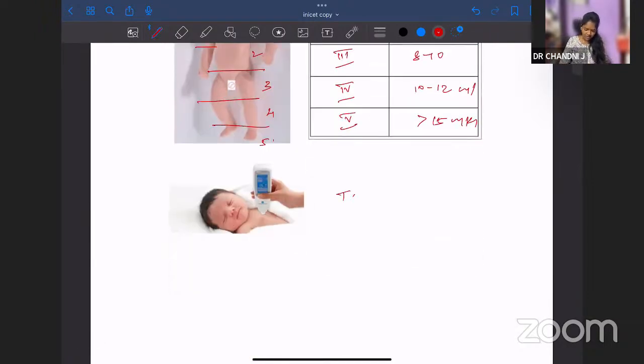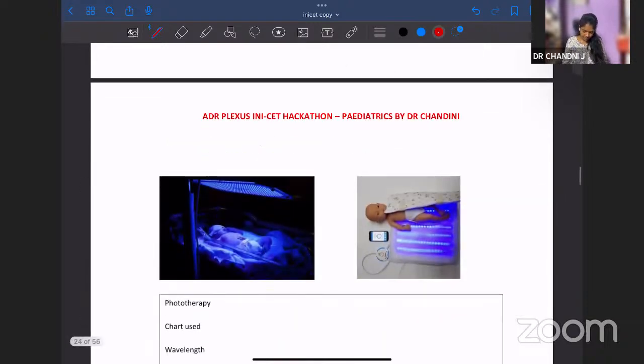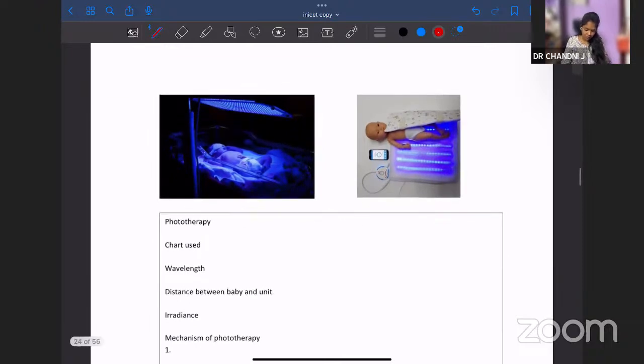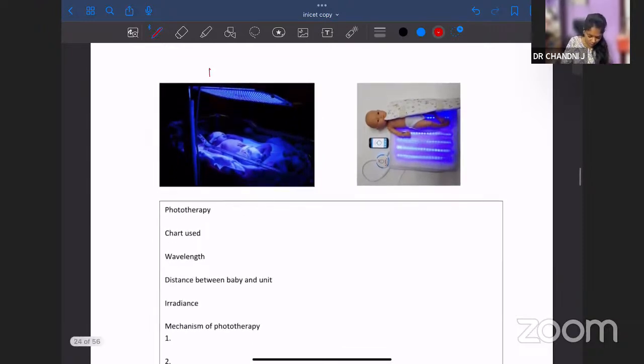What is this? This is a transcutaneous bilirubinometer, used to assess neonatal jaundice. Now, what is the treatment for neonatal jaundice? You give phototherapy. Can you see? This is phototherapy. This one is called Billy blanket. Billy blanket means portable phototherapy.